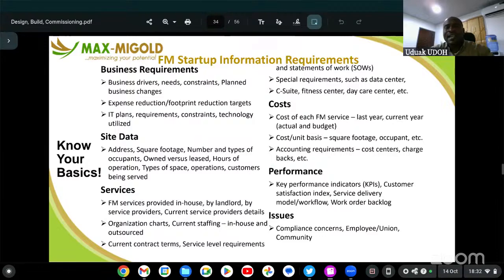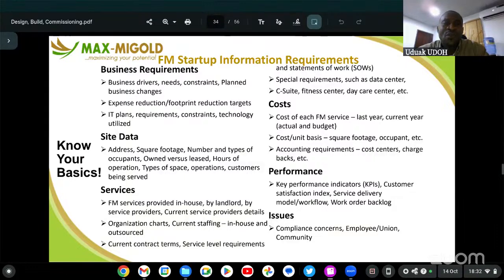So yeah, we talked about some FM requirements. Yeah, we just spoke about some. And now, detailing into sections as per business requirements, as per site data, as per services, as per performance issues, and also the cost too. So yes, giving us broader information on how we could be operational ready as facilities managers when it comes to some key requirements that we need on site.